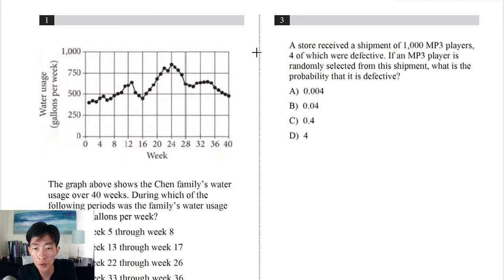Question 3. A store received a shipment of 1,000 MP3 players, 4 of which were defective. If an MP3 player is randomly selected, what is the probability that it is defective? So it's basically 4 out of 1,000. And here they're just testing your ability to translate that into decimals. 4 thousandths is choice A.